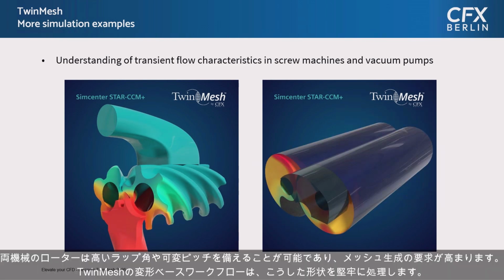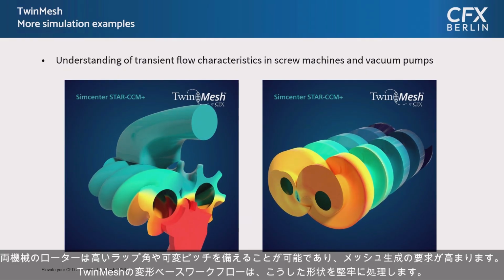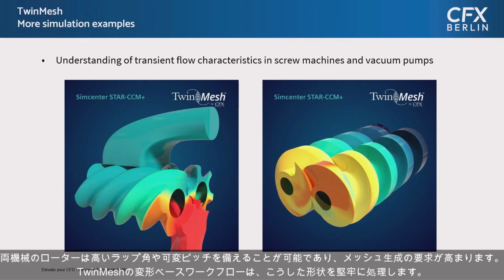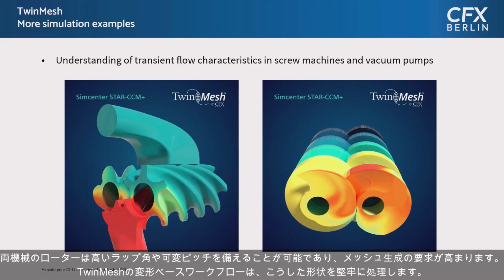The rotors on both machines can feature high wrap angles or even variable pitch, which raises the demands on the meshing. TwinMesh's deformation-based workflow handles these geometries robustly.